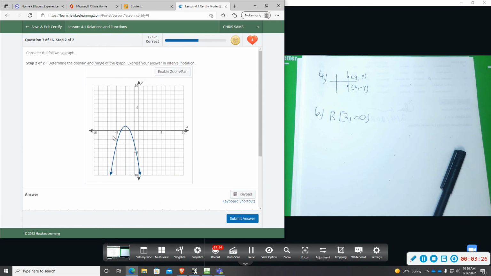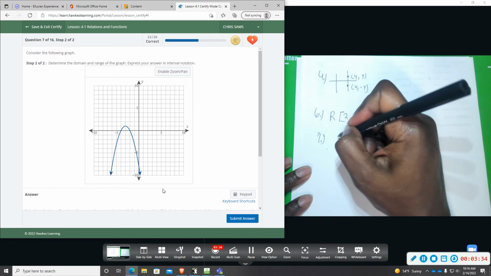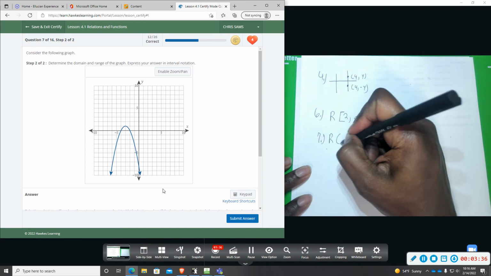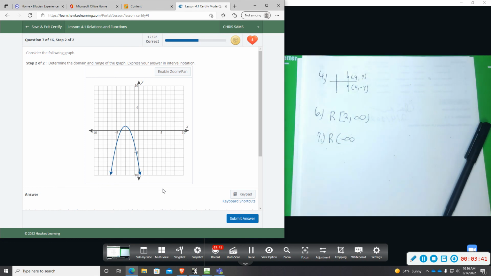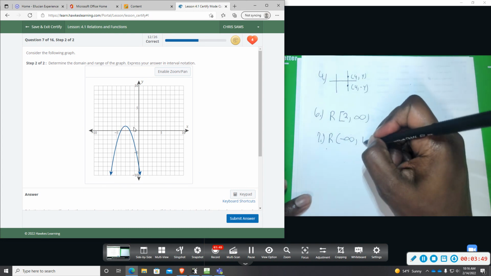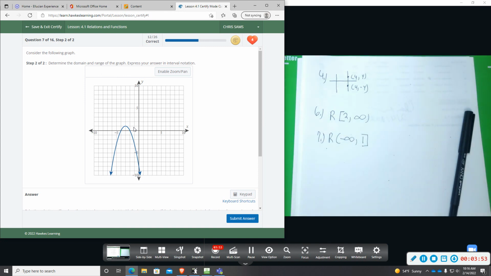And then the range. Both of these arrows going down indicate negative infinity. So the range is going to start at negative infinity, and again, we never reach infinity, so that's always going to have a parenthesis. Then the highest it comes up to is positive 1. It comes up to a height of positive 1, and that will be in a bracket because we do reach 1.